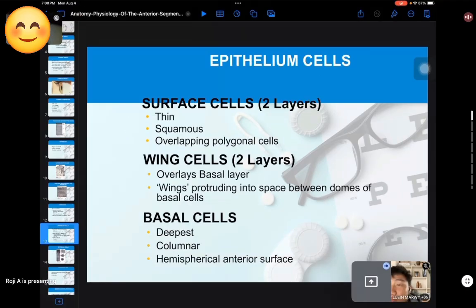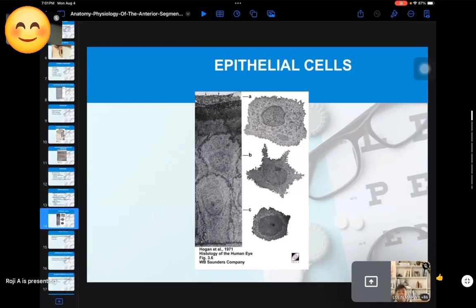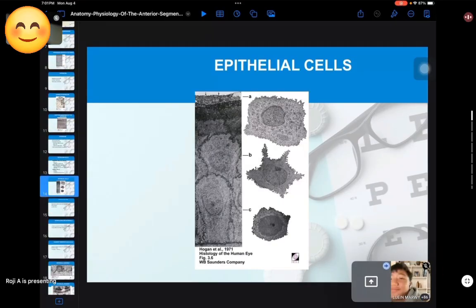Anyway, so this is the breakdown of the 5 layers. The reason why it's 5 layers is because 2 layers of surface cells, 2 layers of wing cells, and 1 layer of basal cells equal, what's the answer? 5, right? 5. Very good, very good. Okay, so this is what it is.